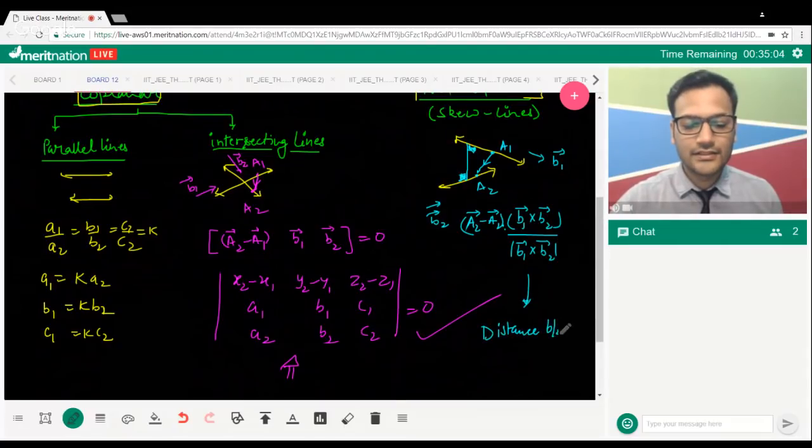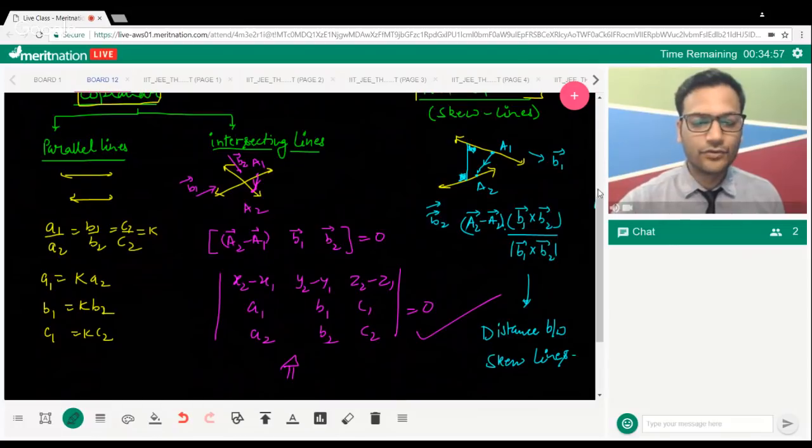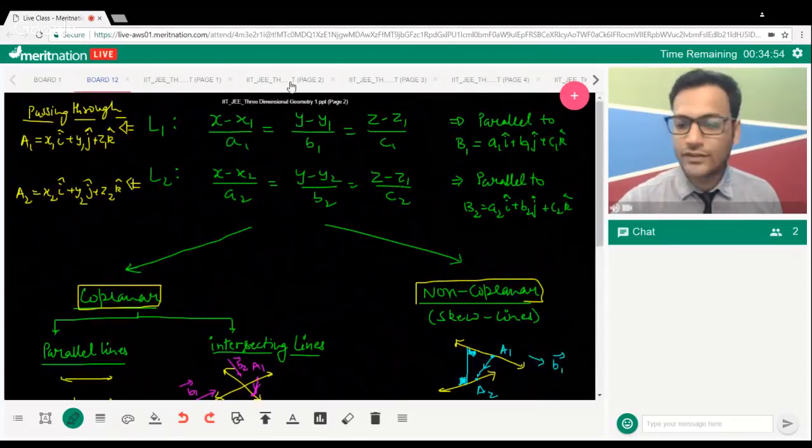This is the distance between skew lines. I hope this is fine. We'll apply this formula in a few questions which we'll solve today. Let's see a few JEE questions.